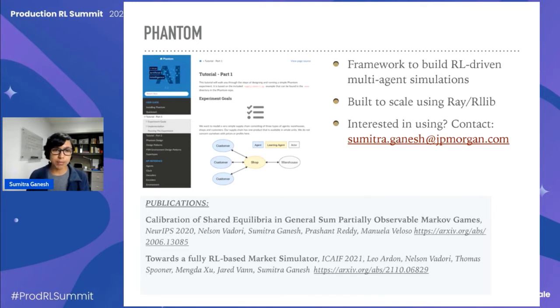What we've done on my team is to build a framework called Phantom for RL-driven multi-agent simulations. This actually uses Ray RLlib out of the box, and we've been using RLlib for the past 3 years, pretty extensively in our work.